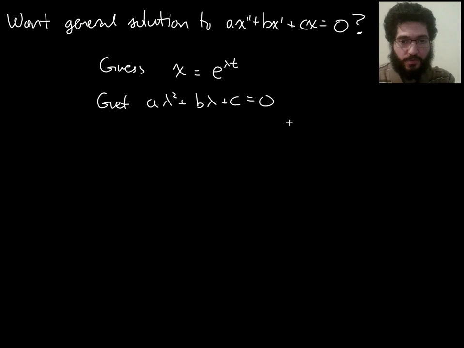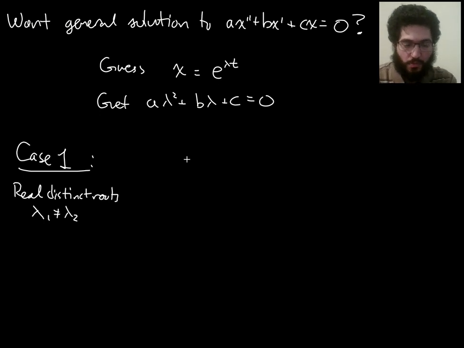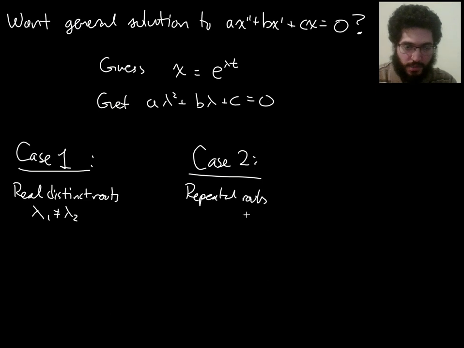And when we do that, we get a quadratic polynomial in lambda. And anytime you have a quadratic polynomial, there are three things that can happen. Either you have real distinct roots, or you have repeated roots. So just one root, let's just call it lambda.